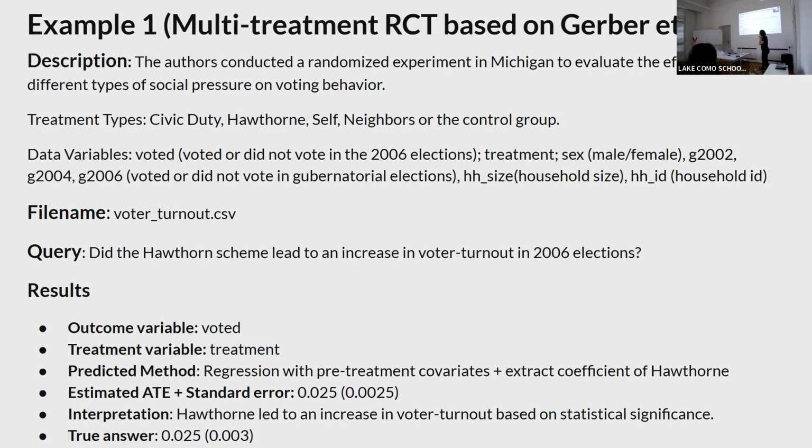Basically, what we do here is that the language model reads through this whole description, parses through the CSV file, goes through all the variables, parses them out in JSON format, and further decides to conduct regression with pretreatment covariates, plus it extracted the coefficients on the scheme. And then it further estimated the average treatment effect to be 0.025 with a standard error here. And it also has a p-value extracted as well, interpreting it as statistically significant to have an increase in the voter turnout rate.